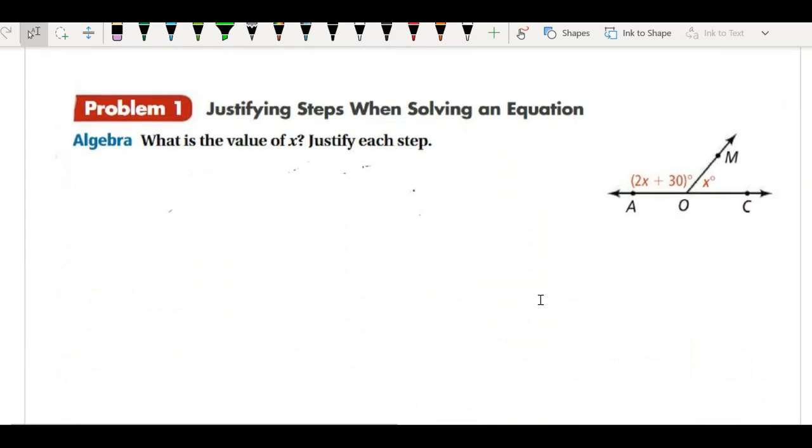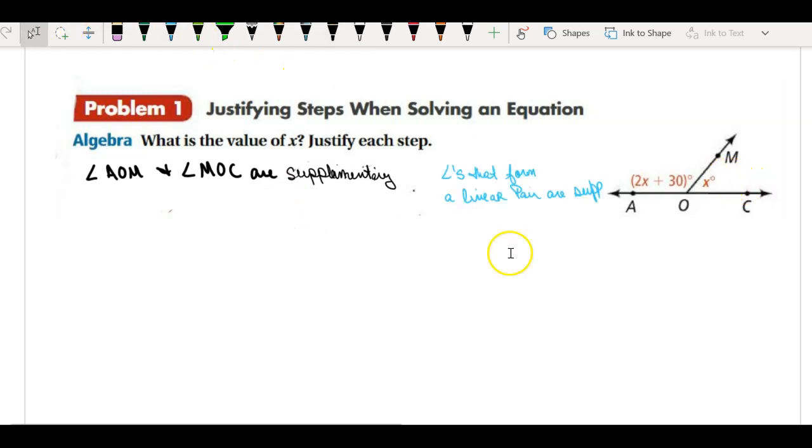Okay, so now we're going to justify our steps when solving an equation. They want me to determine what's the value of x, and they want us to justify each step. So I know that angle AOM and angle MOC are supplementary. The reason I'm going to give is angles that form a linear pair are supplementary. I used abbreviations, so I used the angle symbol.